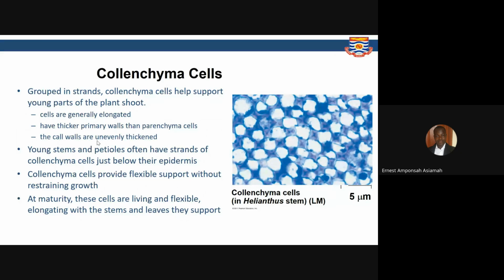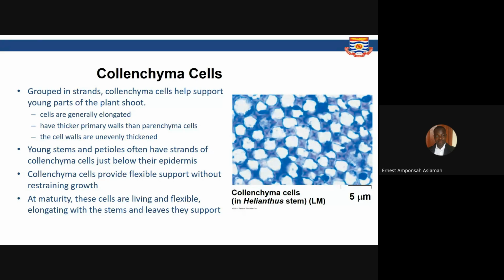I think I made a mistake. Instead of cell wall, I wrote core walls. Sorry, I'll correct it. Yeah, so the cell walls are unevenly thickened. So the key point is that the collenchyma cells are for plants which are not matured. So they are the young parts of the plant shoot. So you have the collenchyma cells present to be able to strengthen them.